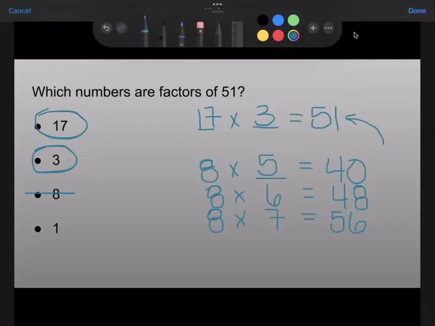Now we also know that 1 is always a factor of a number because we can always multiply 1 times that number to get the number. So I'm going to go ahead and circle 1 as a factor as well. So from this list, the numbers 17, 3, and 1 are all factors of 51.